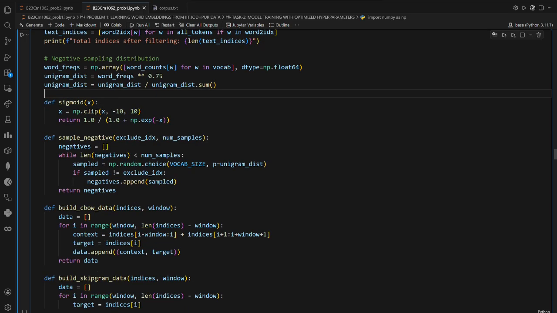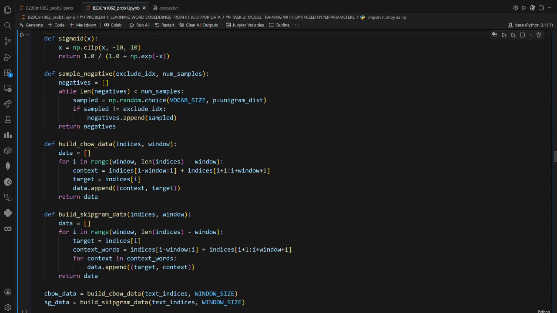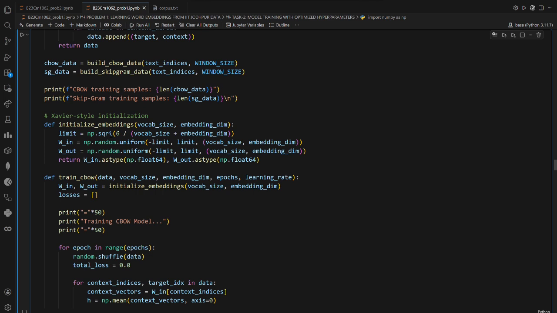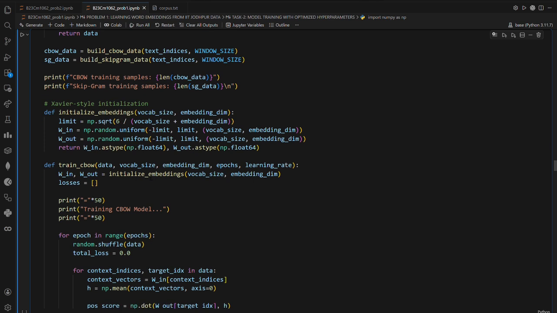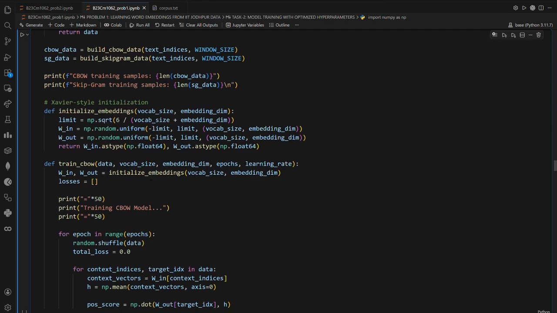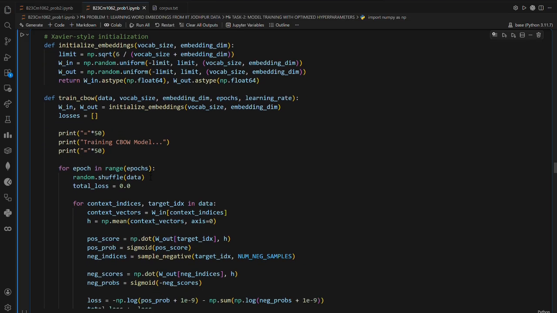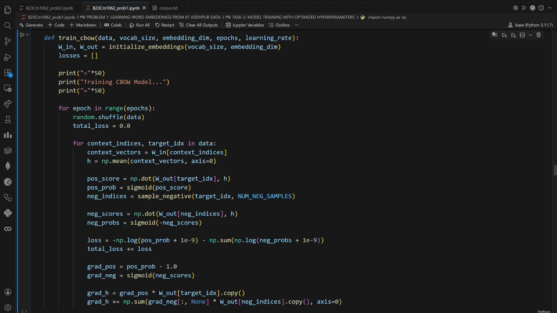Next is the data preparation. These are the helper functions which we are using, the sigmoid, the sample negative, and this is the data preparation we are doing for CBOW and skipgram respectively. Then we initialize the embeddings. Here we are using Xavier-style initialization to initialize our embeddings for the first epoch.